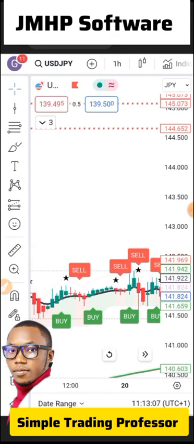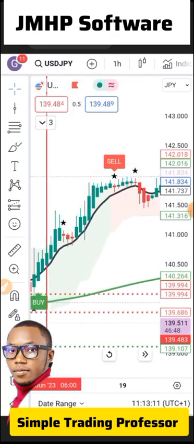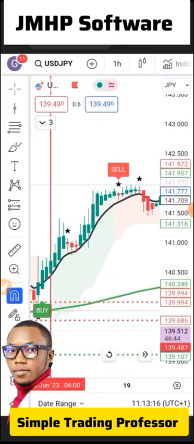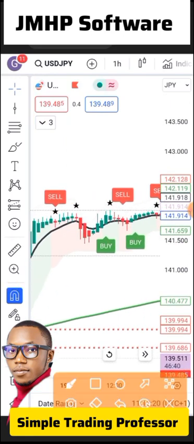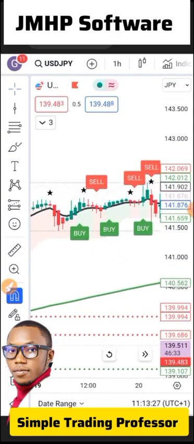So this is how you trade with the software to get better results. Not that you open the 1 hour time frame, you see a buy signal, you take a buy trade, and then you see a sell signal, you go and take a sell trade, and tomorrow you come and say the software is not working. What is not working? The buy signal, you take a buy trade? No. So that is how it is.